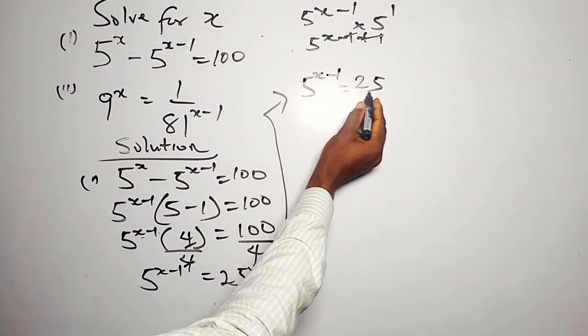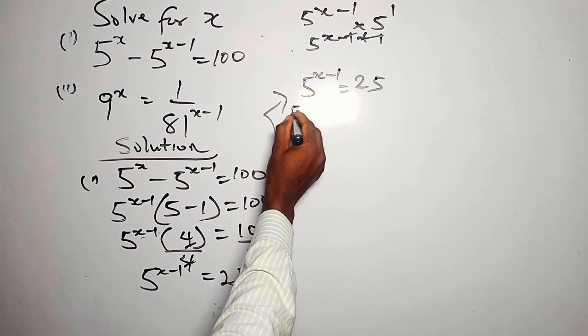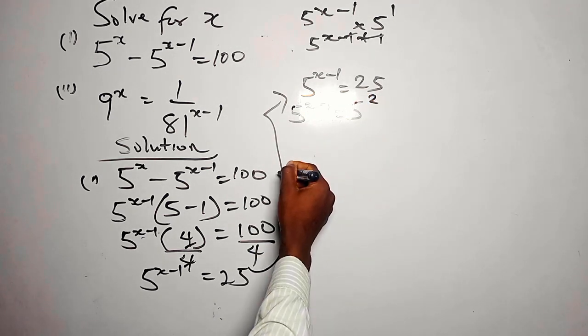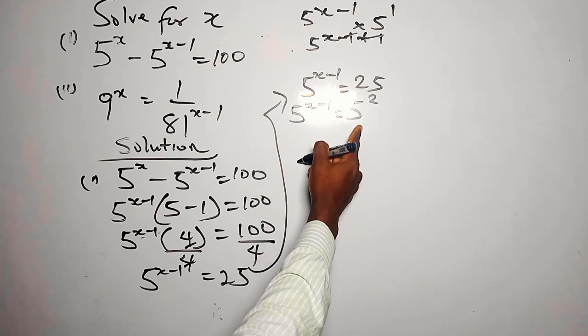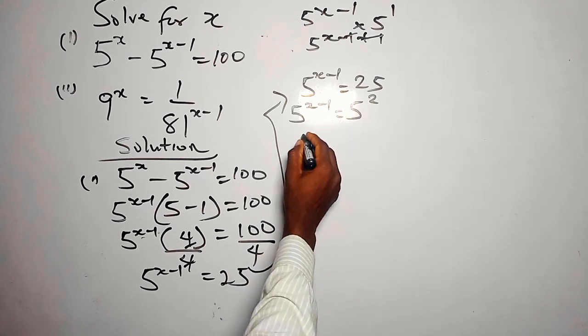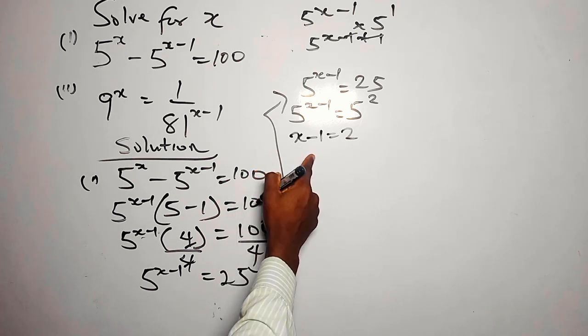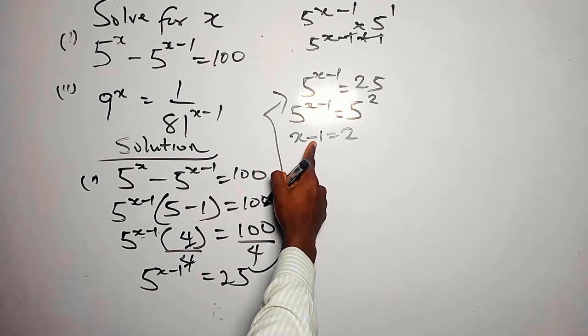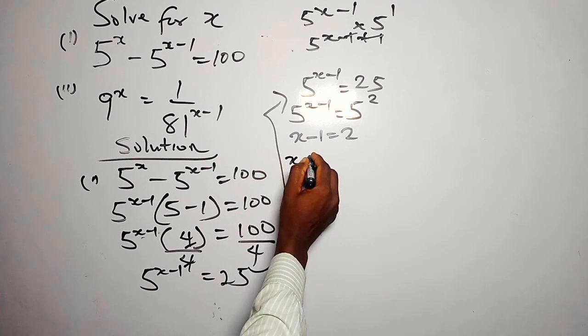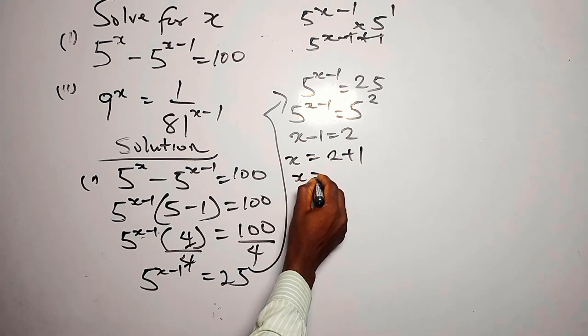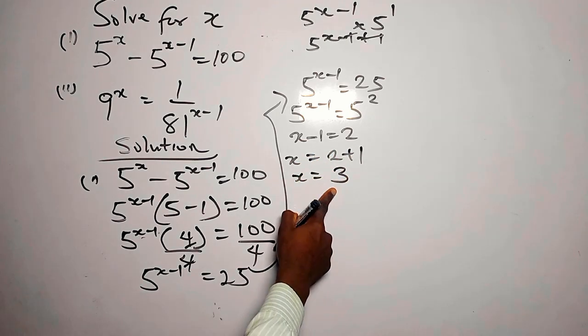So we can have this in the same base. We have 5 raised to the power x minus 1 equals 5 raised to the power 2. When we have the same base, we can now equate the power. So we have x minus 1 equals 2. We add 1 to both sides as a result of the minus 1. So we have x equals 2 plus 1. So the value of x equals 3.